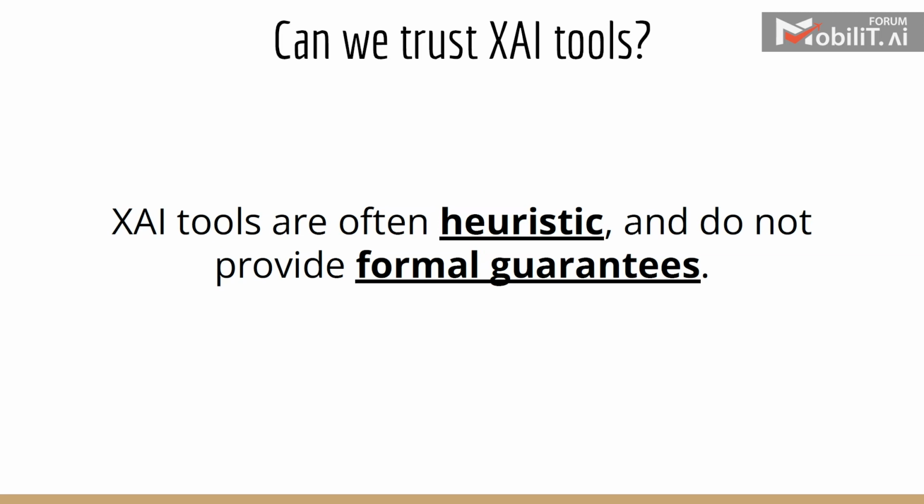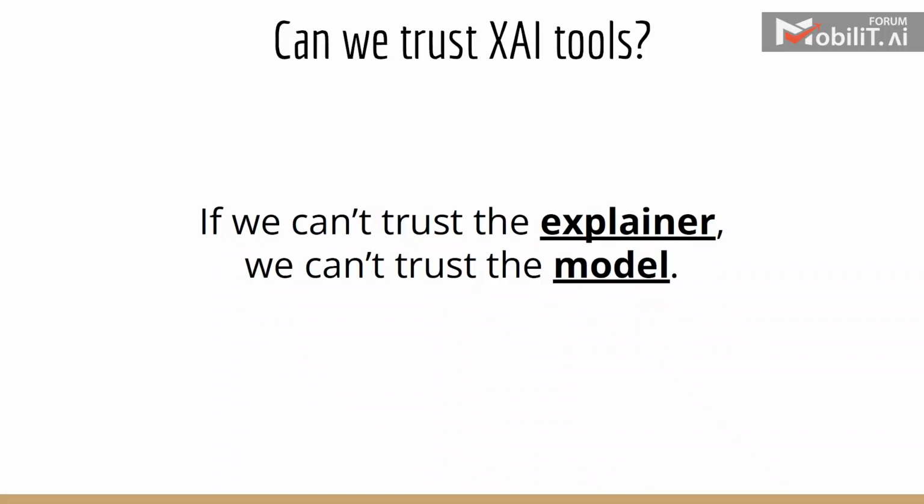But now I'm asking a different question, because I already talked about trust. Can we trust the explainability models themselves? Can I trust, for example, LIME? The problem is that many of the common explainability tools used today are themselves heuristic and do not provide formal guarantees. So if we can't trust the explainer, of course we can't trust the model, and we're back to the problem we started with. We introduced AI explainability so we can trust our models, and if we can't trust the explainer, then this is a problem.